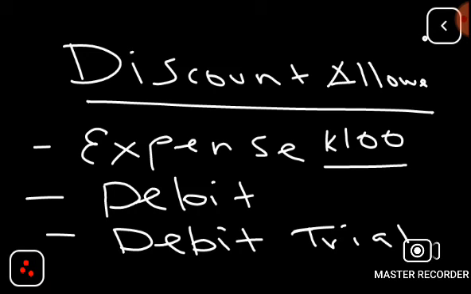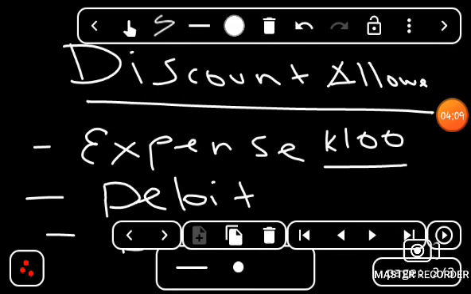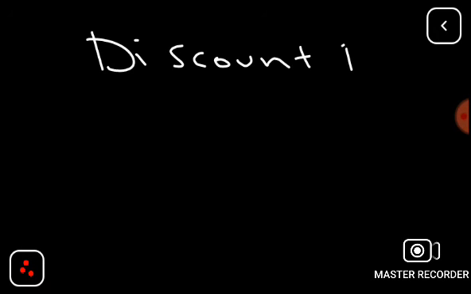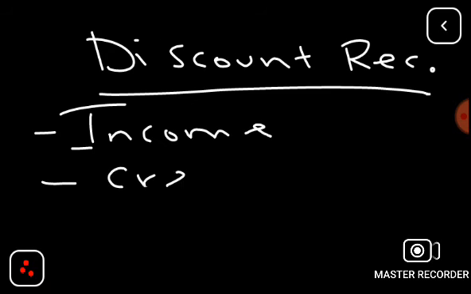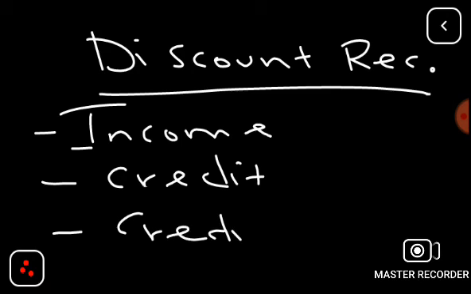Let us look at the discount received. The discount received is actually the opposite of what we are talking about, which is the discount allowed. The discount received is an income. It has a credit balance and it goes on the credit side of the trial balance. Why is it an income?